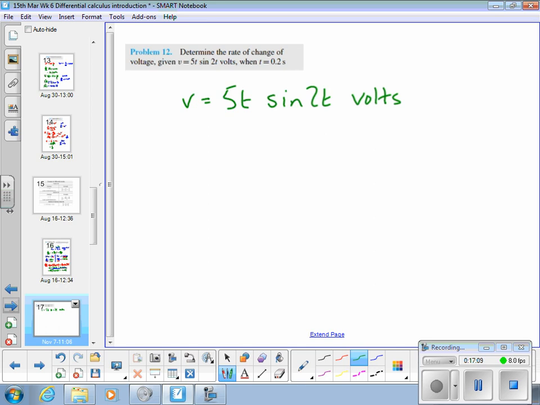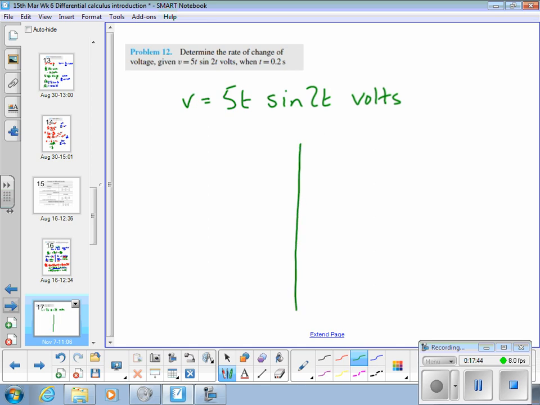Alright? So what we'll do with this one, let's see if we can graph that function and see what the slope is where t is equal to 0.2. Right? So we need to differentiate this and then put t as 0.2 in the differentiated function, to find out what the rate of change is after 0.2 seconds. Right? So let's make a start.